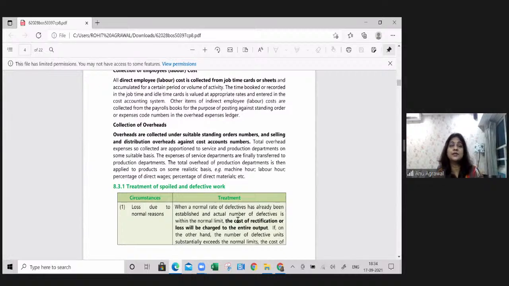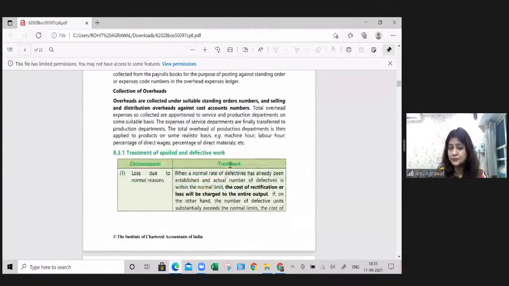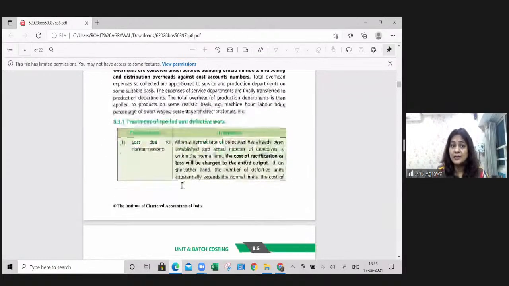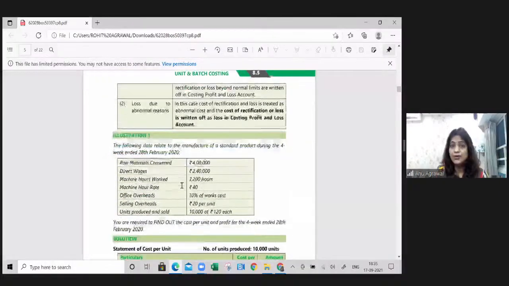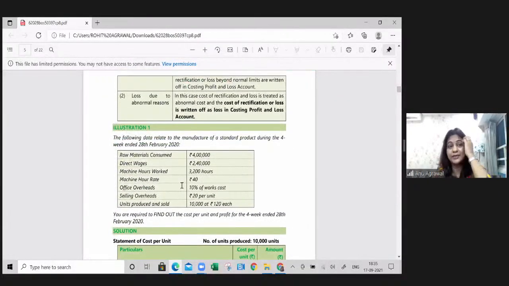Now, when you say something is damaged, the damage could be rectified after some kind of expenditure or some kind of change. I may still think of rectifying it. That's very, very important. I've given you an MCQ test also, and I'm very interested that the student should know the difference between spoiled and defective work. Look at the illustration which is there here.